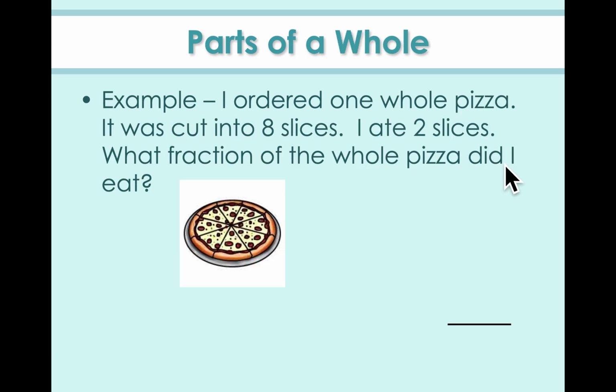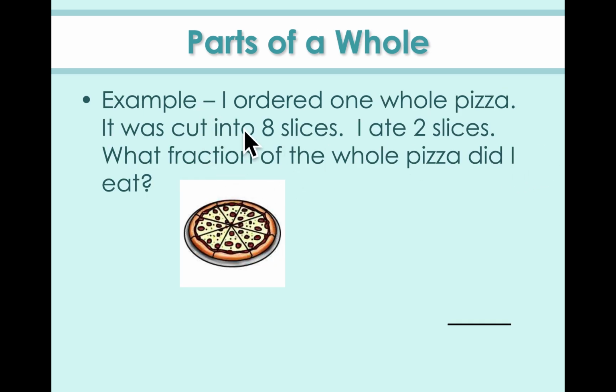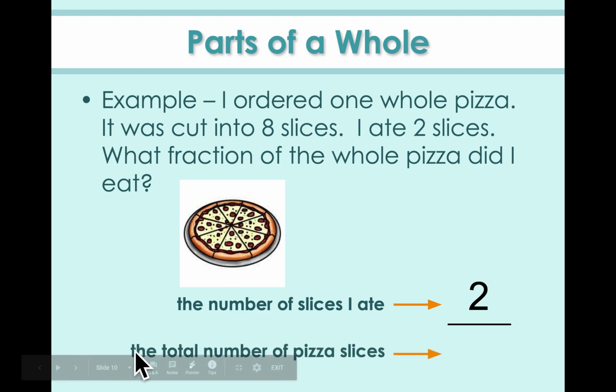Now let's think back to parts of a whole. We're now okay with parts of a set. You've done well. Let's see if you remember parts of a whole. For example, I ordered 1 whole pizza. It was cut into 8 slices. I ate 2 slices. What fraction of the whole pizza did I eat? So let me think. The number of slices I ate is 2 slices. The total number of pizza slices is 8. So I ate 2/8 of the pizza.